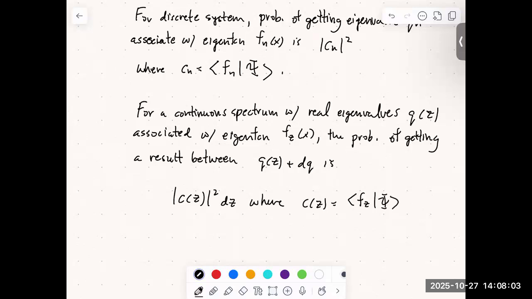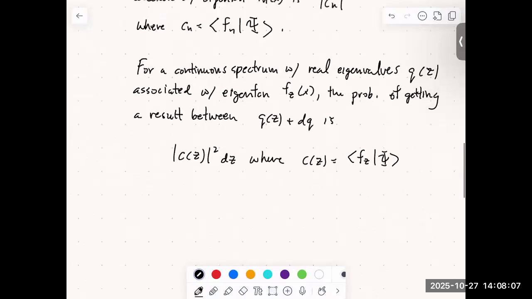Okay, so what I want to do is check some of these properties. If the probabilities are given by Cn squared, we should be able to confirm that if we sum all the Cn squareds, they should add up to 1. So let's check that the sum of all of the Cn squareds equals 1.